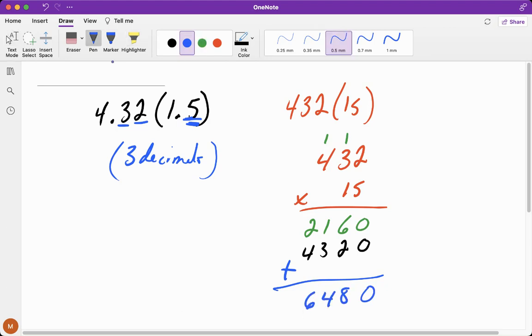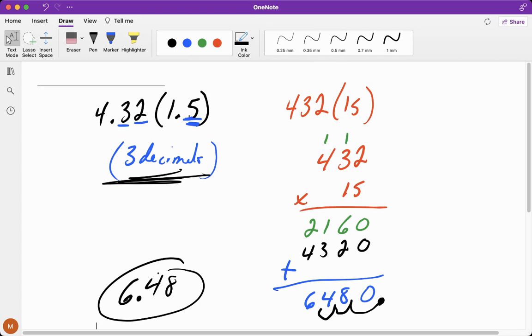So what we need to remember now, though, is we created this 432 and 15 by removing these decimals, so now we need to put them back. The amount of decimals we removed is the amount of decimals we need to put back. And since the decimal is understood to be after the 0, I'm going to count 1, 2, 3. So then our final answer is 6.48.